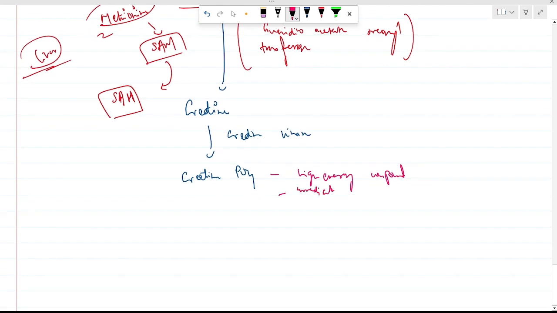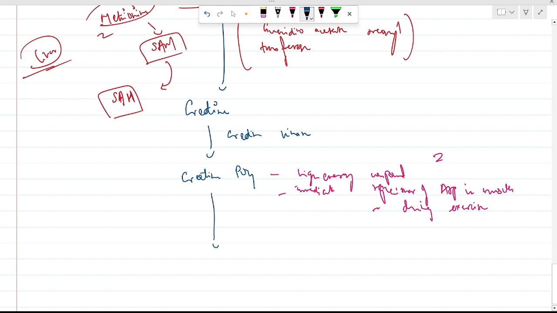Immediate replenisher of ATP in muscles during exercise. Okay, the high energy compound that is the immediate replenisher of ATP in muscles during exercise is, yes, creatine phosphate.